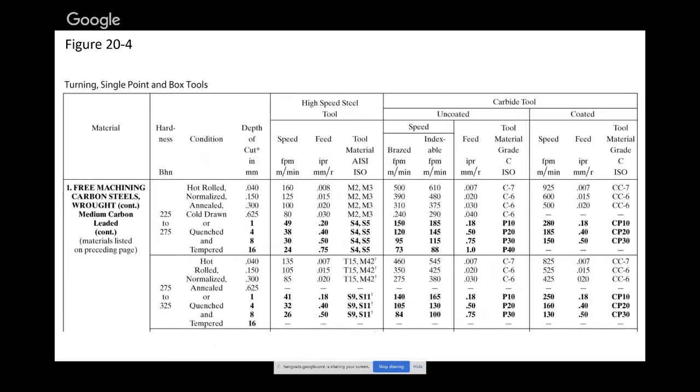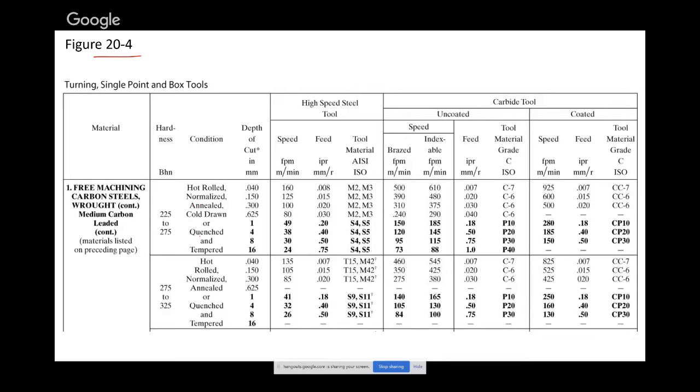Before we get into the details on how to use this, now this is just part of this figure. There's a lot more in your book, right? So this is for free machining carbon steels that are wrought, medium carbon, leaded. This can include hot rolled, normalized, annealed, cold drawn, or quenched and tempered. Okay, so there's all of these different options. What you end up with is the Brinell hardness here in this range, 225 to 275, or 275 to 325, and then on down as you go down the list.